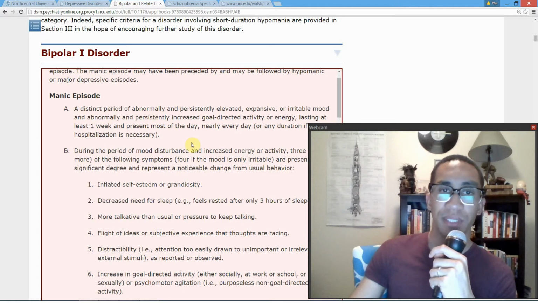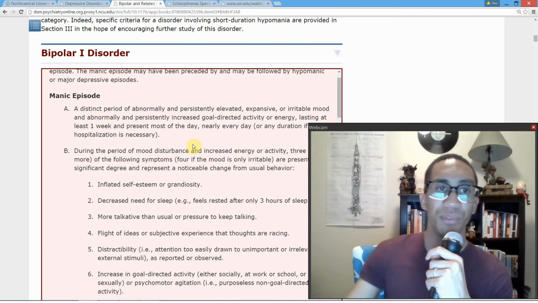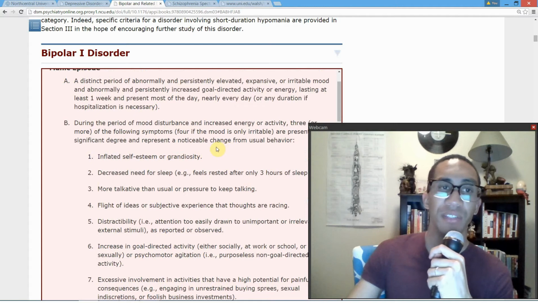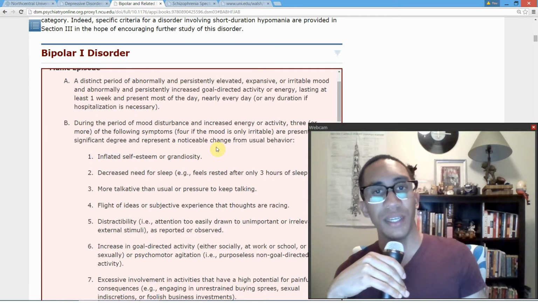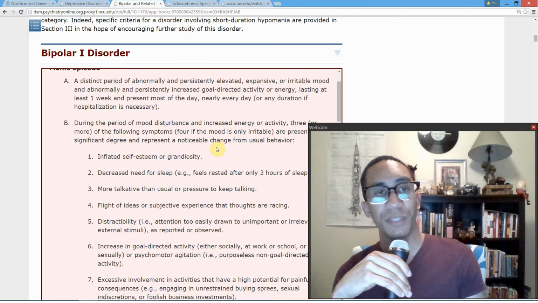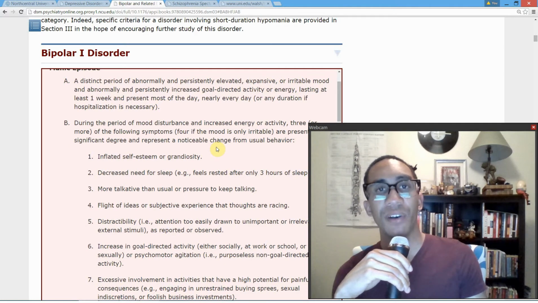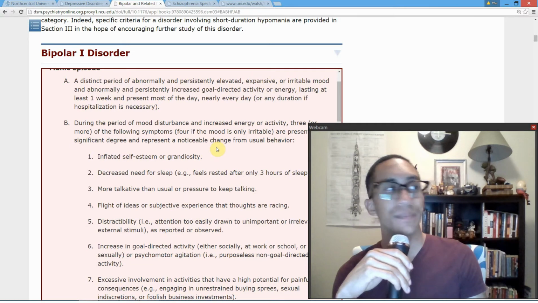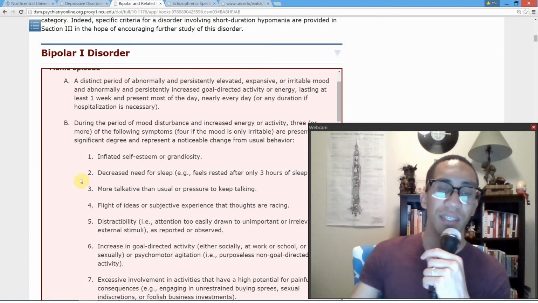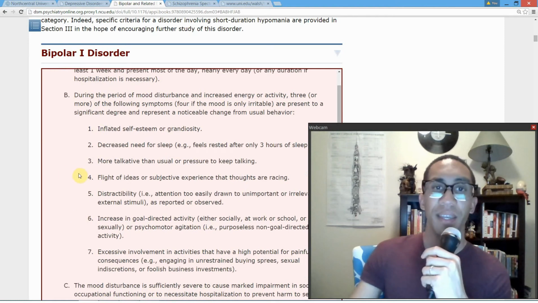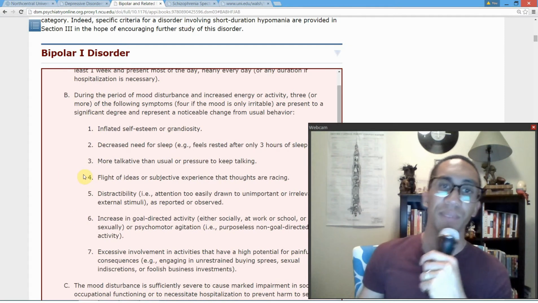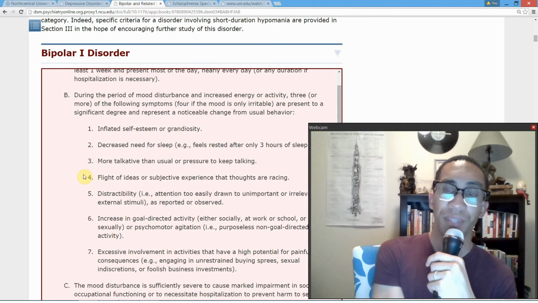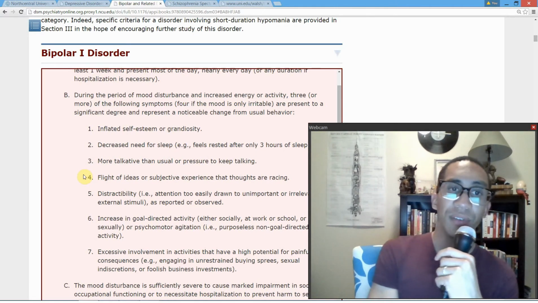Distinct period of abnormally and persistently elevated, expansive, or irritable mood, and abnormally and persistently increased goal-directed activity or energy, lasting at least 1 week and present for most of the day, nearly every day. And especially because I don't know exactly how long those manic periods lasted at her previous residence, I wouldn't know whether that would be a manic episode or considered a hypomanic episode, because they both have the same clinical criteria. During the period of mood disturbance and increased energy and activity, 3 or more of the following symptoms, or 4 if the mood is only irritable, are present to a significant degree.